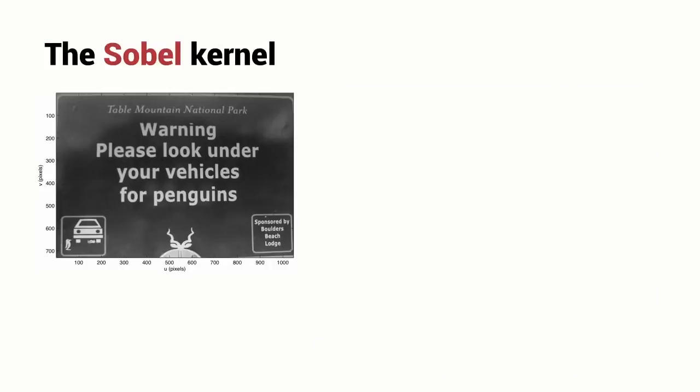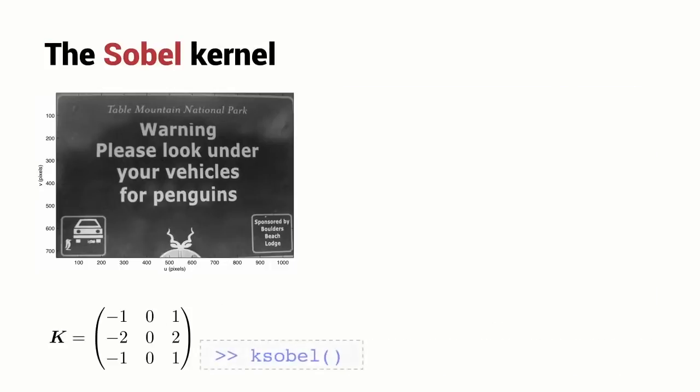A very common kernel used in image processing is called the Sobel kernel, and it has some similarities to the simple kernel that we used before. I like to think of this kernel as computing the horizontal gradient on the current line and averaging that with the horizontal gradient on the line above and on the line below. We can obtain the value of this kernel using the toolbox function ksobel.